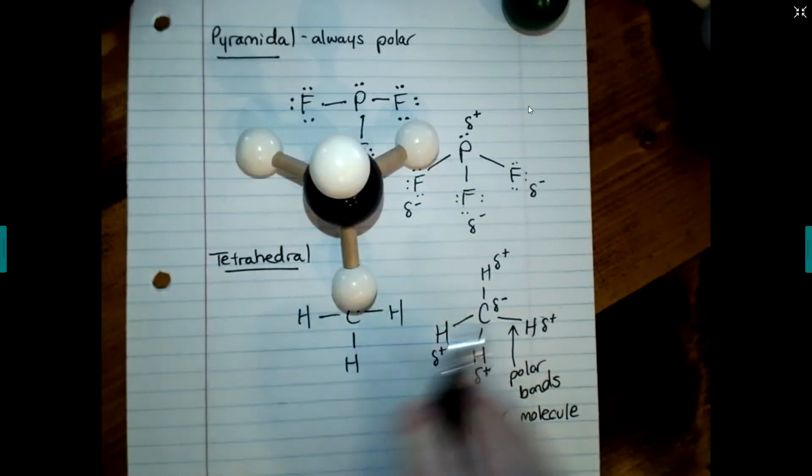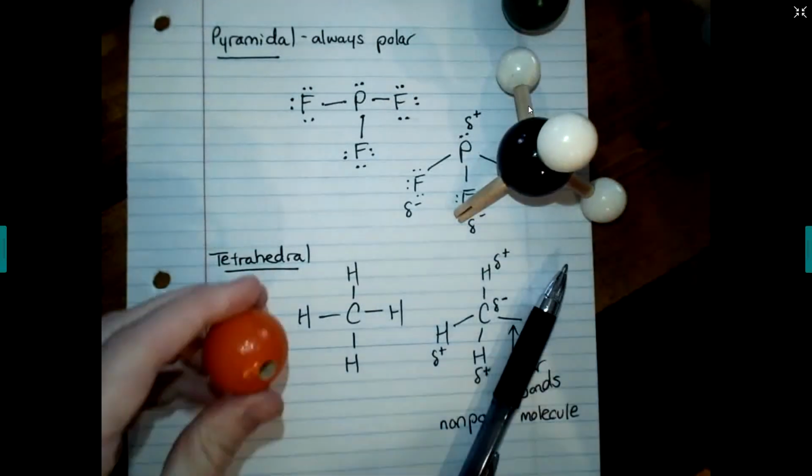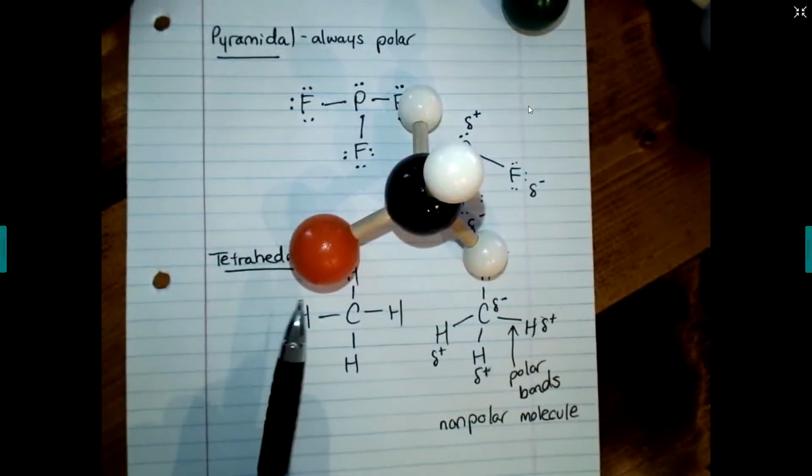If we were to switch out one of these atoms with something else, now it would be polar. Now you have a different atom with a different electronegativity that's going to cause the electrons to all flow in a certain direction.